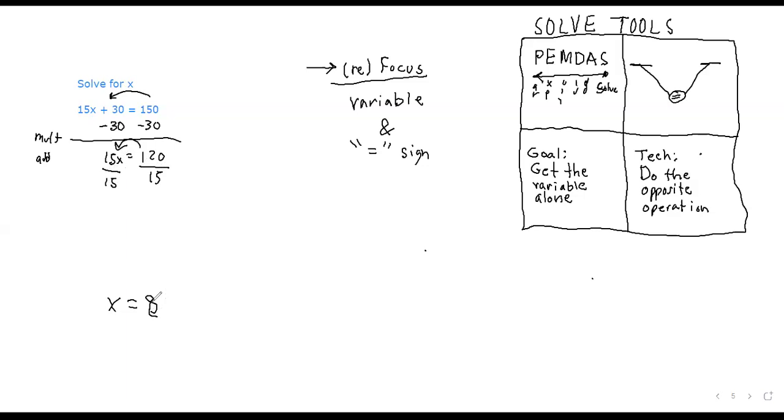Let me just double check that on my calculator. I like to double check. Sometimes I do math in my head, and I do make mistakes from time to time. Yes, 120 divided by 15 is 8. All right. So this is the answer we're going to look for in the multiple choice answers for this question.